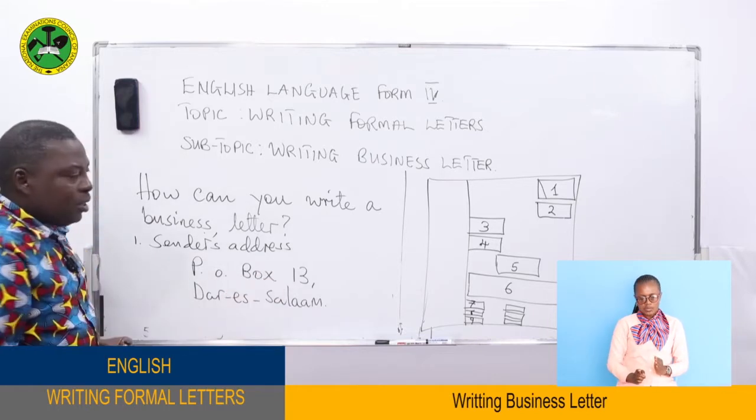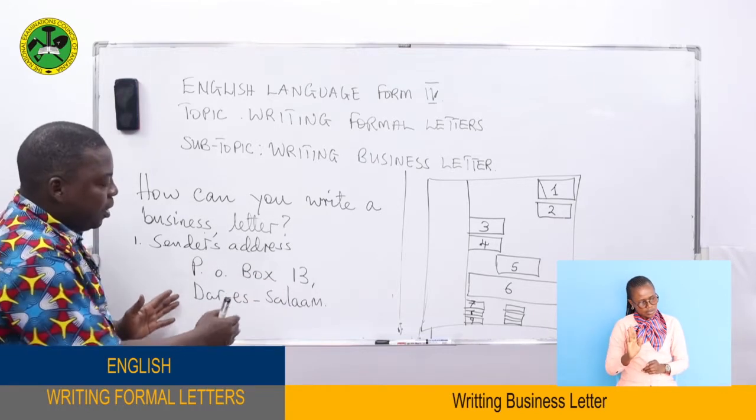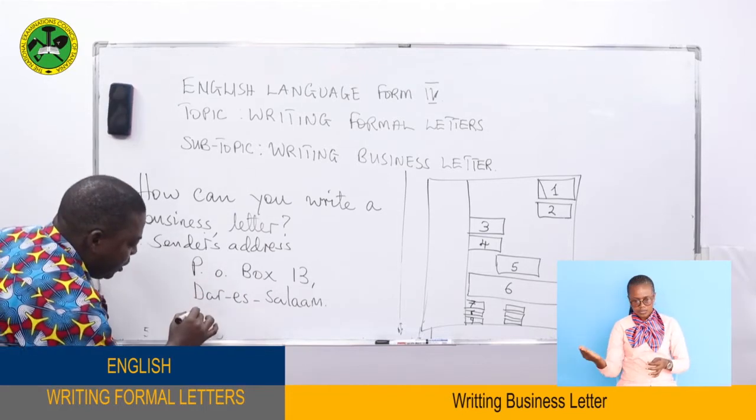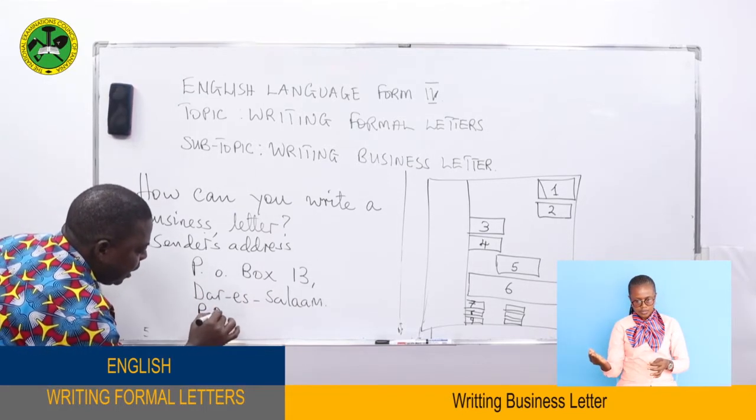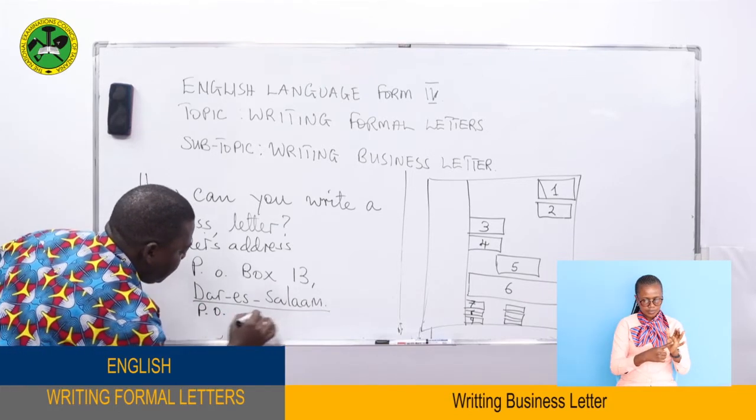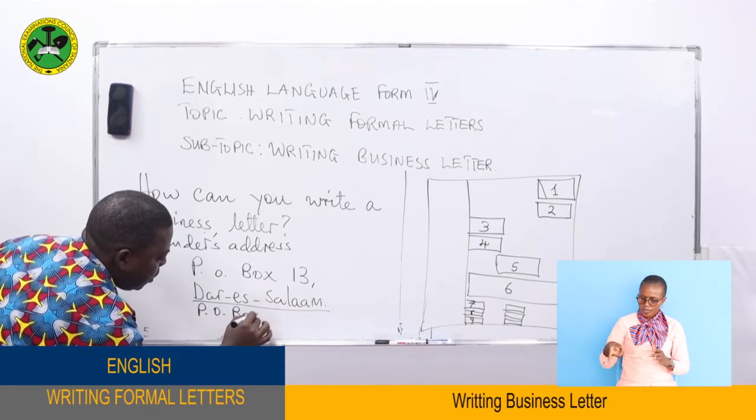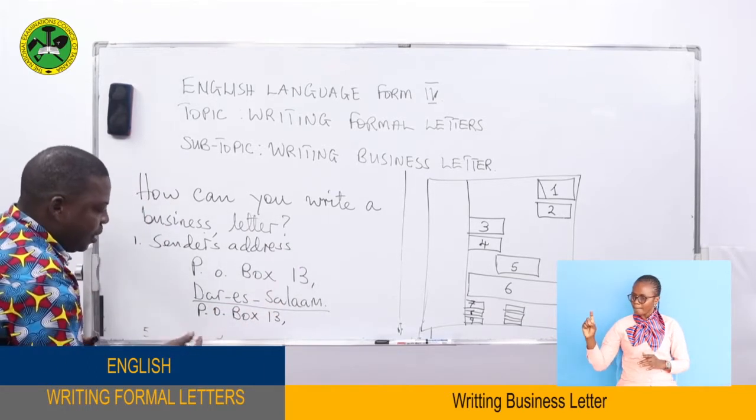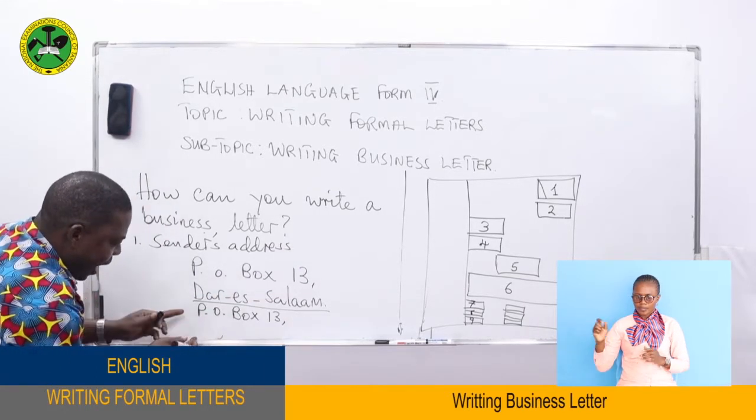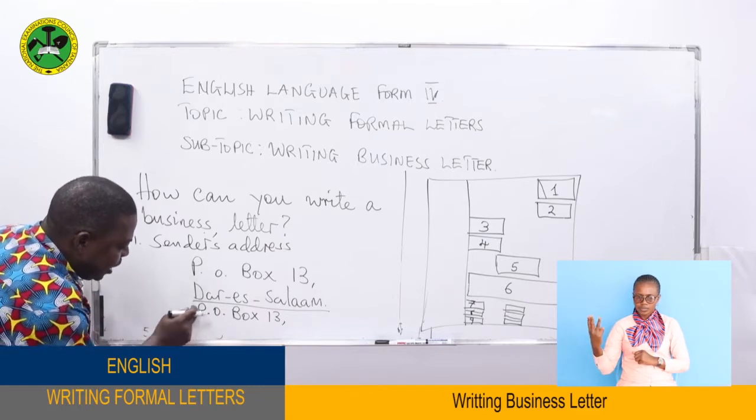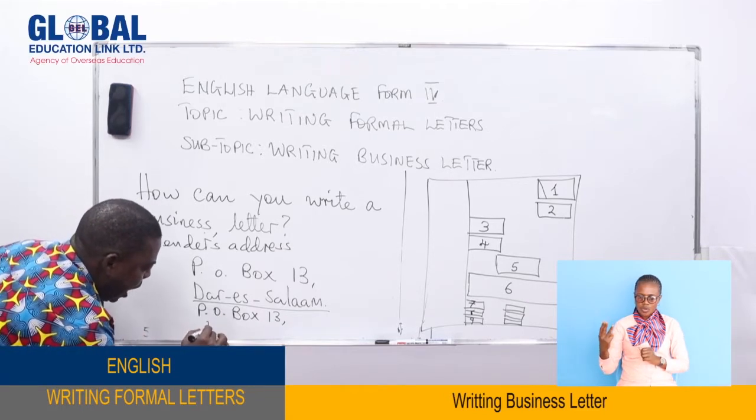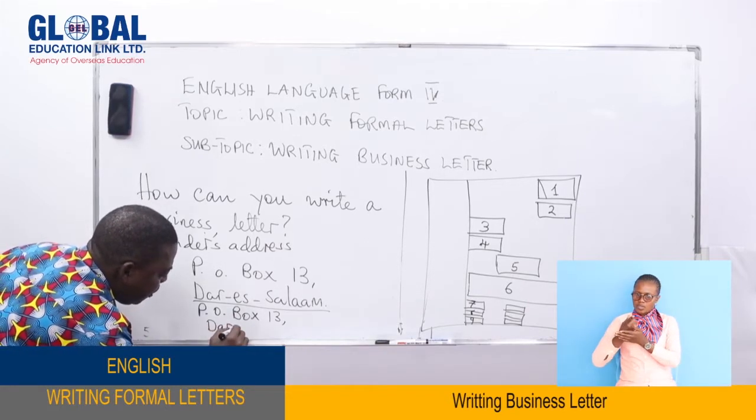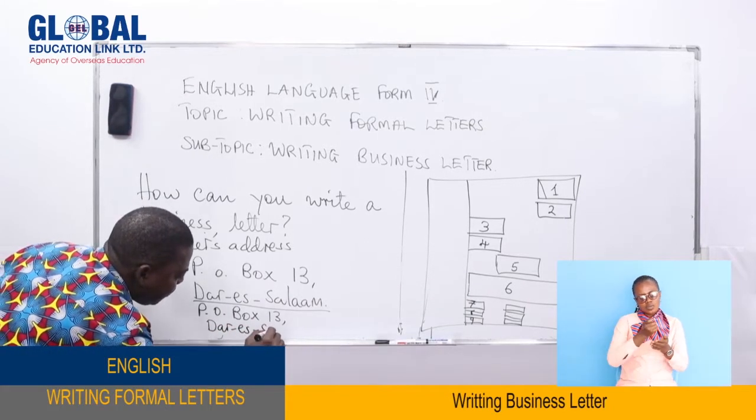But the same address can be written in a different style, whereby the first line, for instance, is written like PO Box 13, just like the other one. But the second line, I don't have to begin just under the letter P, but I would start it with the second letter. For example, it should read something like this.